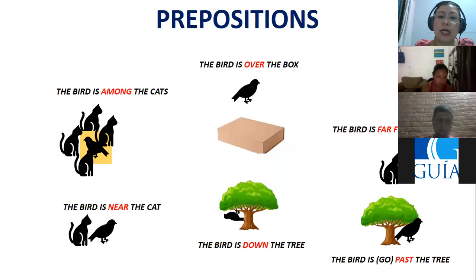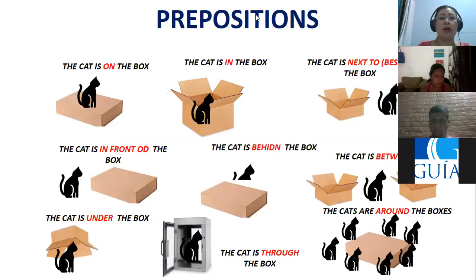For example, the bird is over the box. So if you see, there's a certain distance, right? So the bird is over the box. The bird is among the cats, right? The bird is near the cat. The bird is down the tree. Okay, it's like falling from the tree. The bird is far from the cat. The bird is past the tree, like passing, right? Okay, here I have more.